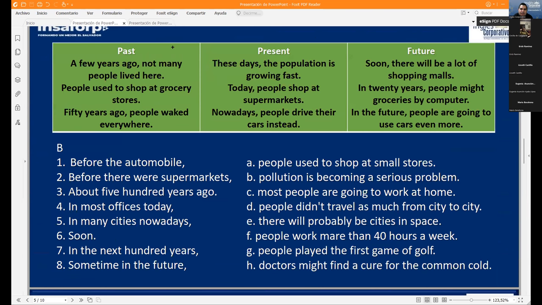Okay, let us see. We talk about the contrast, time contrasts, past, present, future. Let's see, a few years ago, not many people lived here. You remember the dialogue, right? A few years ago, not many people lived here. These days, the population is growing fast. Soon, there will be a lot of shopping malls. So, past, present, and future. Or people used to shop at grocery stores. Today, people shop at supermarkets. In 20 years, people might buy groceries by computers. People might buy groceries by computer, but I can fix that.